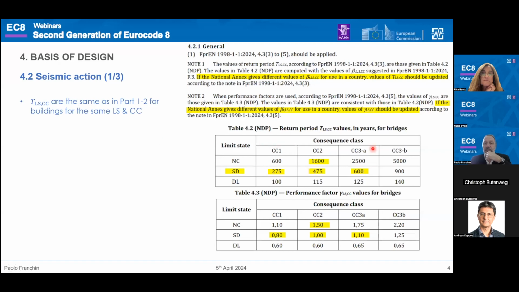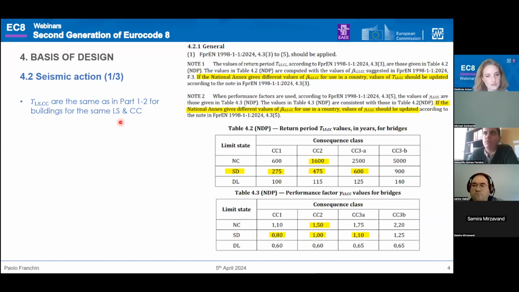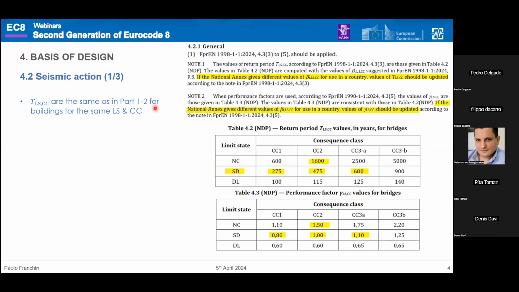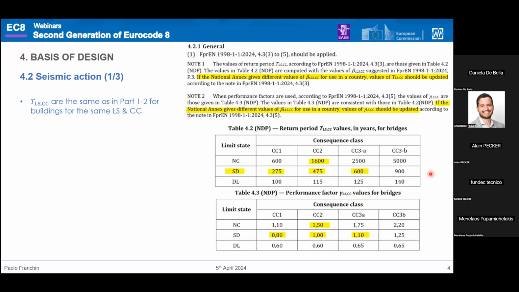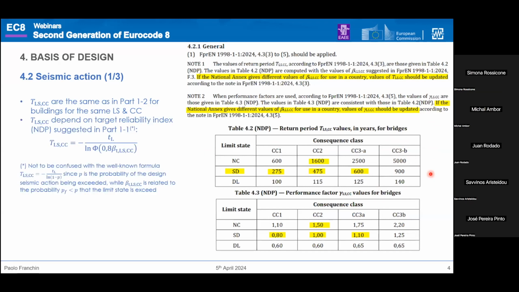The values that you find here are all nationally determined parameters. Both for T_LS,CC and gamma_LS,CC, they are the same that you find in part 1.2 for buildings. They are not different values. They all depend on target reliability indices that are now suggested in part 1.1, the target reliability for a structure with a given consequence class and for a given limit state.